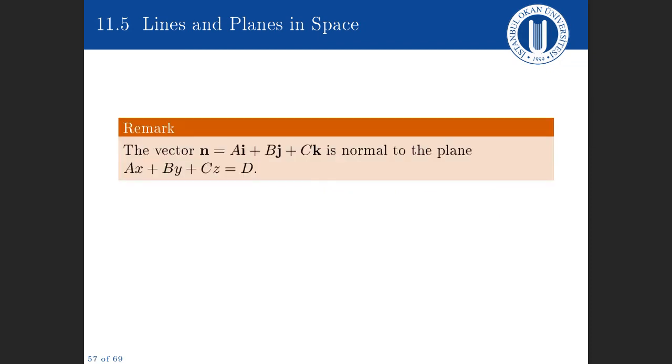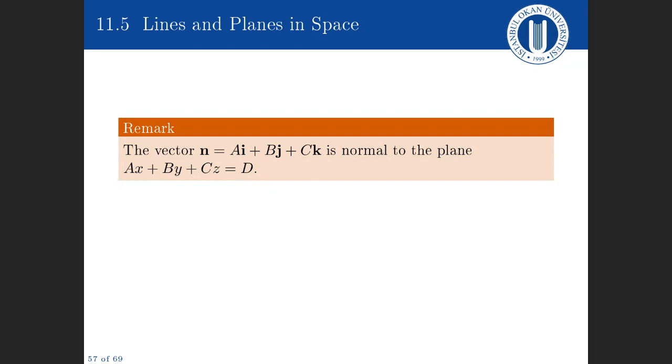Now, let me remark that the vector ai plus bj plus ck is normal to the plane ax plus by plus cz is equal to d. So anytime we're given a normal vector and we're asked to find the equation for the plane, it's always going to be ax plus by plus cz is equal to some number. So all we're going to be doing is finding the number d. Or we could go backwards.